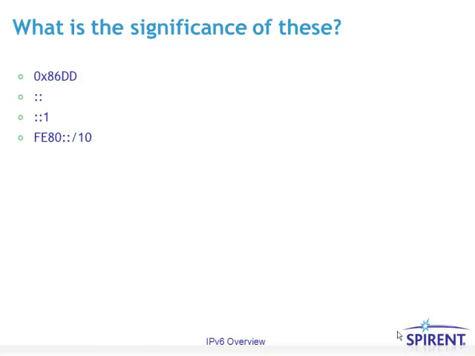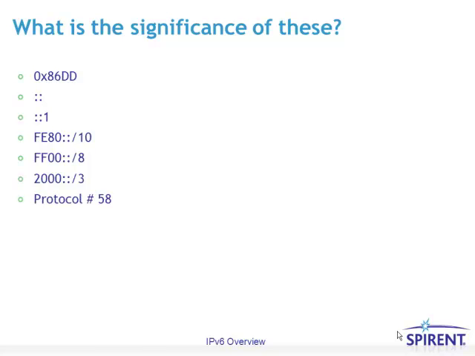FE80 colon colon /10, that is the link local address for IPv6. In a way, it's similar to the automatic private IP address that would be configured in the absence of a DHCP server with IPv4. FF00 colon colon /8, that is an IPv6 multicast prefix. 2000 colon colon /3, that is the IPv6 global unicast prefix space. Basically the block of IPv6 addresses that are being handed out and considered globally unique.